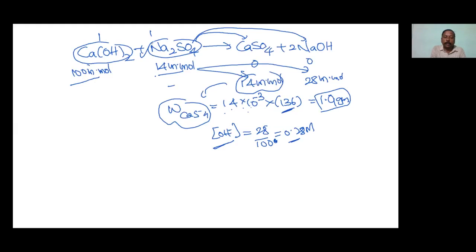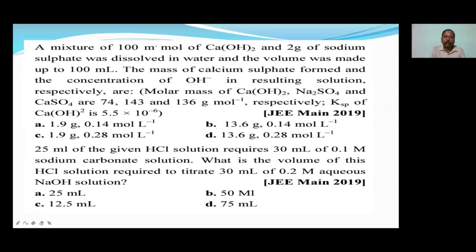Here we have written the equation. First we identified which is the limiting reagent, and according to the limiting reagent only we will get the product. Understood? So how is it 100? Let us see in the question. It is given 100 millimoles and 2 grams of sodium sulfate. The 2 grams I have converted into moles, so 2 gram divided by the molecular mass of sodium sulfate, then you will get the millimoles. I think it is clear to all of you now how I got these values.